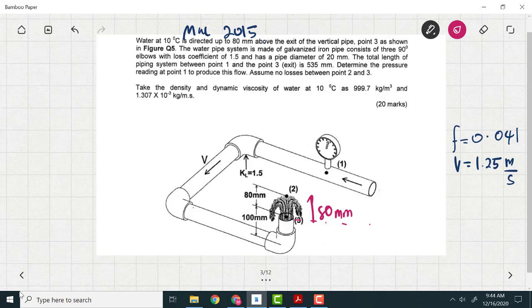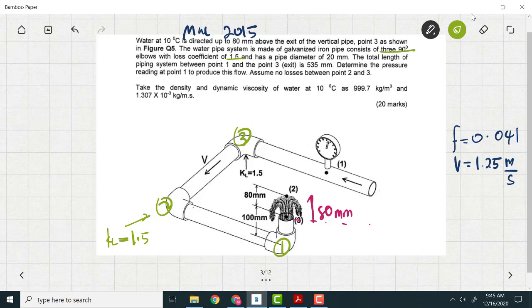Okay, the pipe, point 3, show the figure. The pipe system is made from galvanized iron, consists of 3 90 degree elbow. Kat sini dia bagi 3 90 degree elbow. So where the elbow ni? Inilah 1, 2, 3. Kita ada 3 90 degree elbow. Okay, coefficient dia bagi kat sini adalah 1.5. So 1 degree elbow, KL dia adalah 1.5.